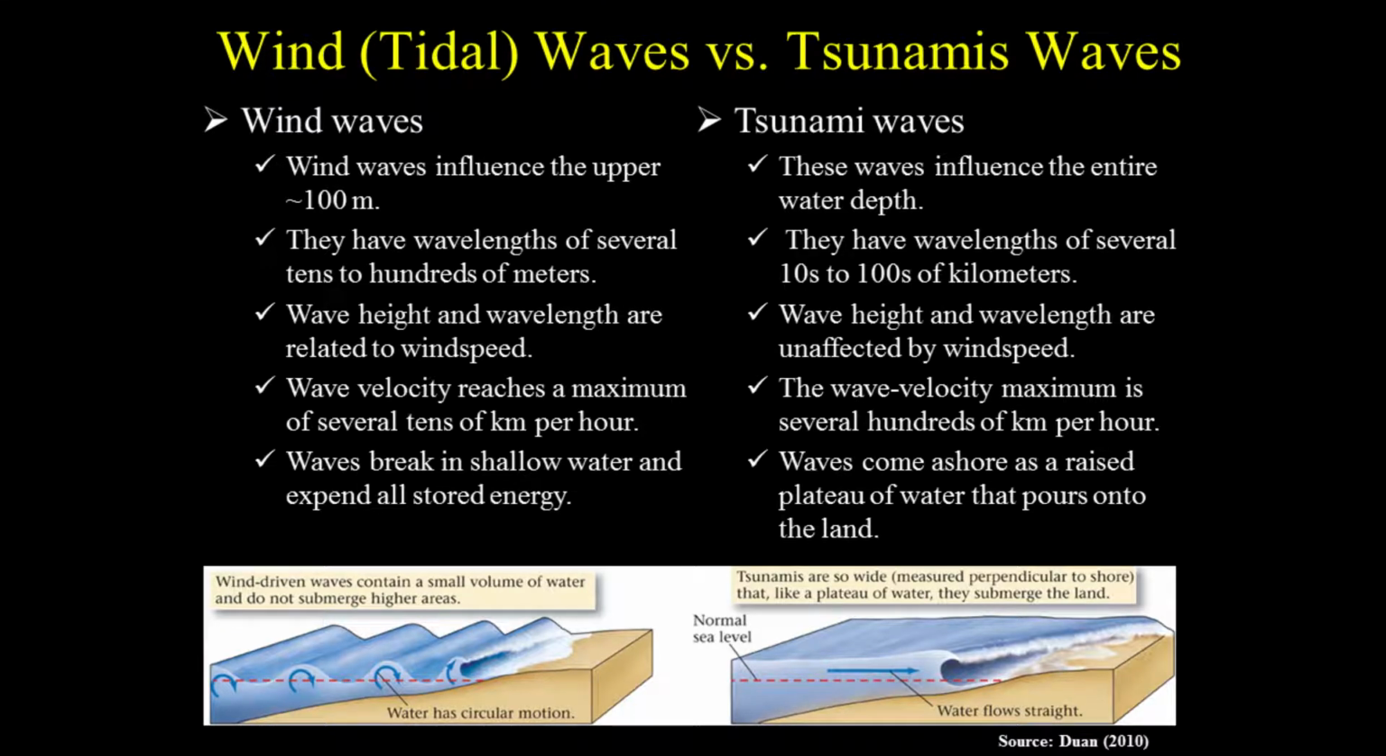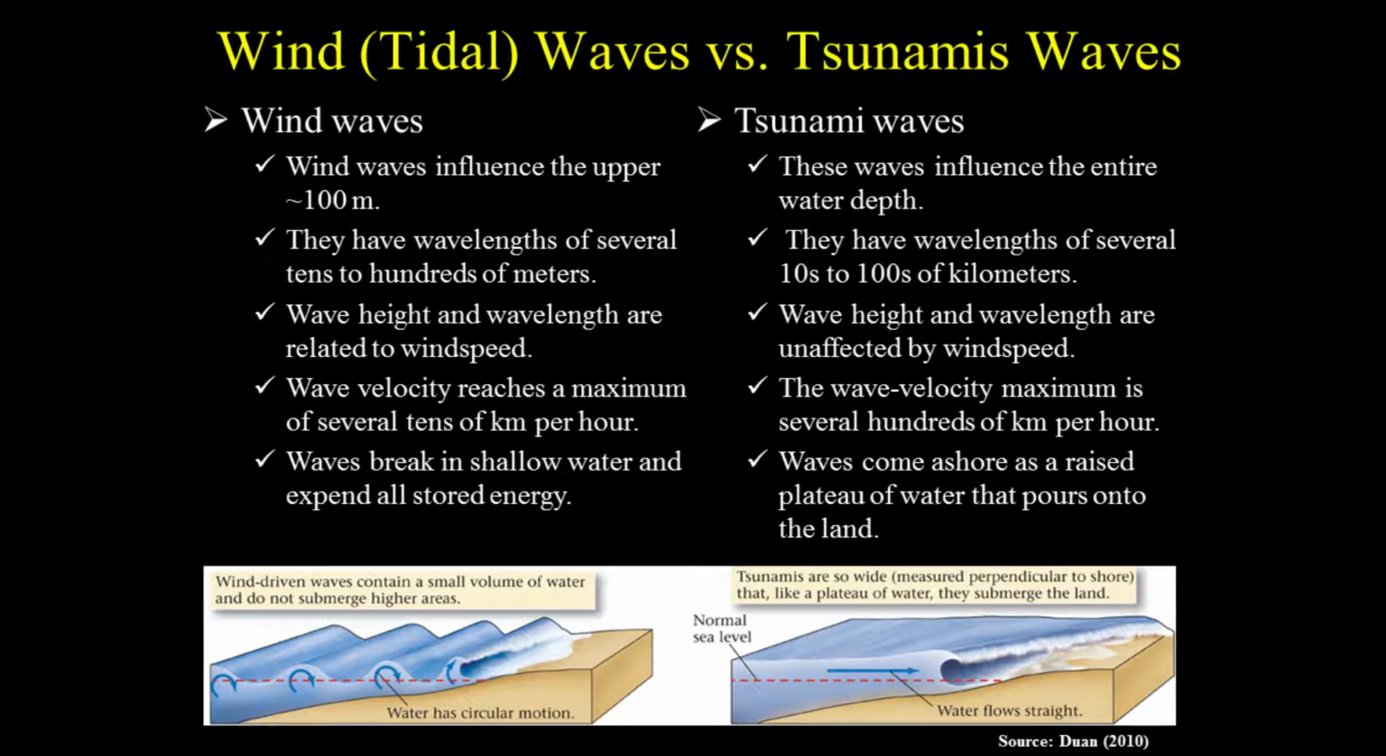Wind waves influence the upper 100 meters. They have wavelengths of several tens to hundreds of meters. Wave height and wavelength are related to wind speed. Wave velocity reaches a maximum of several tens of kilometers per hour. Waves break in shallow water and expend all stored energy.